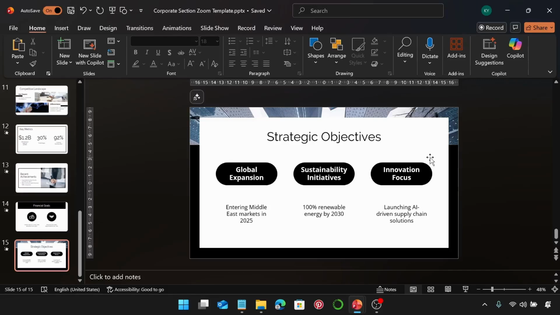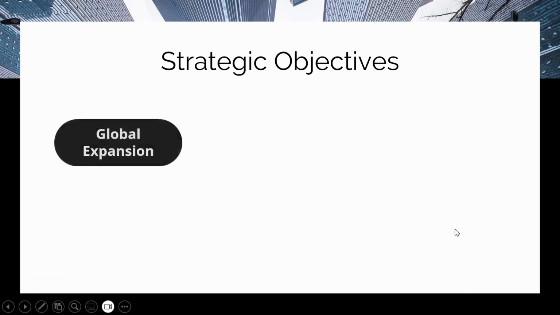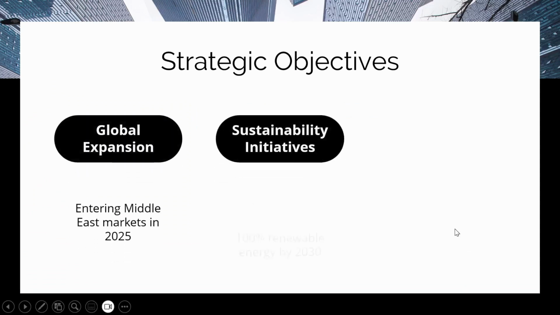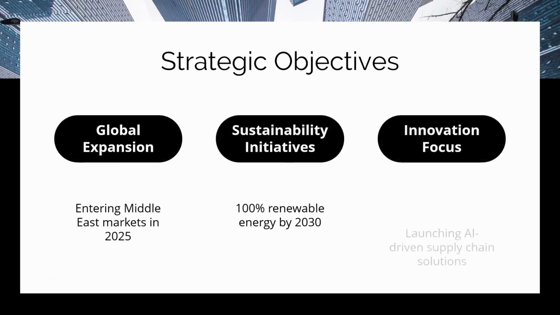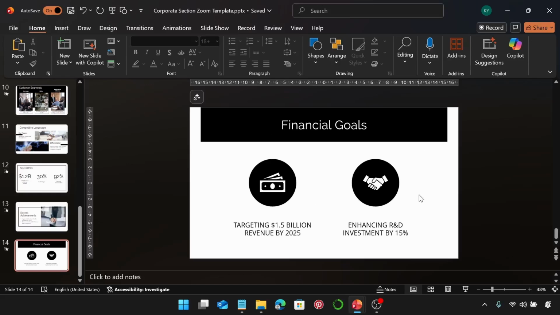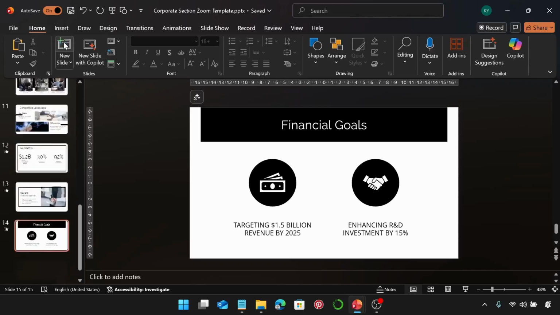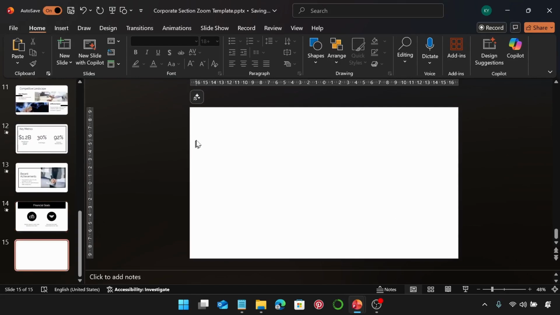This video is part 15 of a series of videos where we create a corporate section zoom template in PowerPoint. This is the strategic objective slide, which is also slide 15. Let's create a new slide. So just go ahead and insert a new slide.